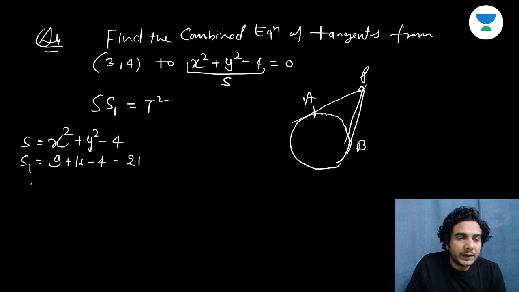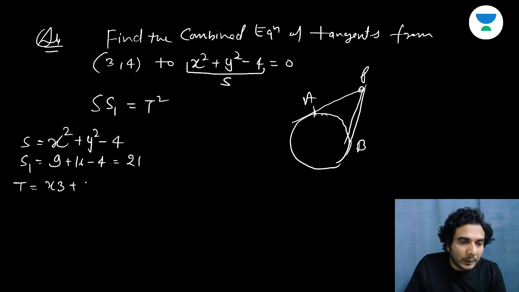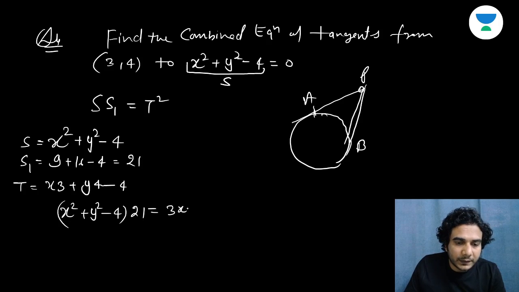Now the third one is T. T is what? T is xx1 plus yy1 minus 4, so x1 is 3 actually. We are writing it with respect to 3 and 4. So x into 3 plus y into 4 minus 4. Okay, this is T. Now apply that. S S1 = T square. So you put the values: (x square plus y square minus 4) into 21 is equal to T square. So T is (3x plus 4y minus 4) the whole square.